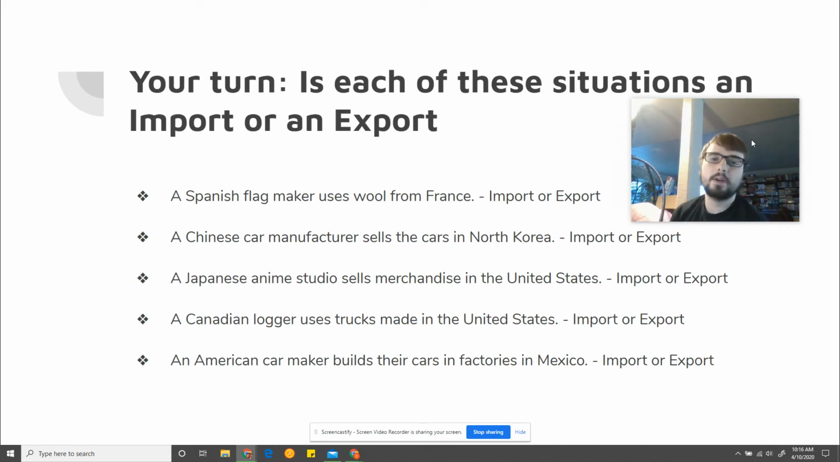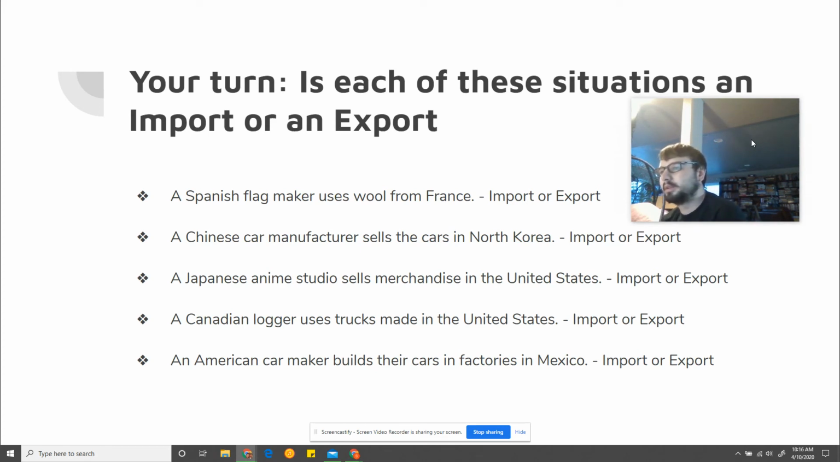Why don't you go ahead and pause the video for about 30 seconds and write down if you think it's an import or an export. Moving on to number 2: a Chinese car manufacturer sells cars in North Korea. Import or export? Number 3: a Japanese anime studio sells merchandise in the United States. Is that an import or an export? Number 4: a Canadian logger uses trucks made in the United States. Import or export? Number 5: an American car company builds their cars in factories in Mexico. Is that an import or an export?